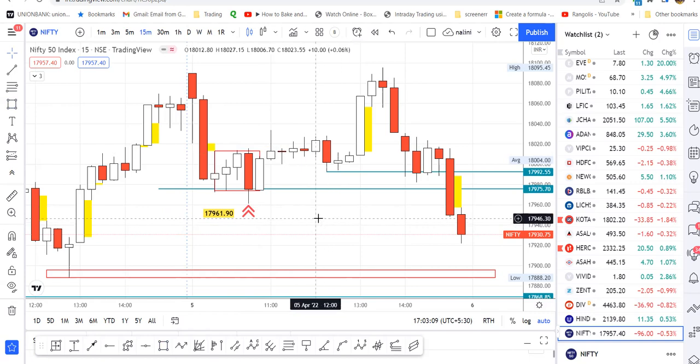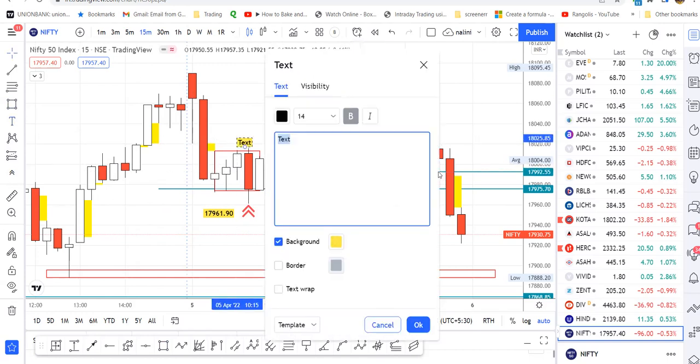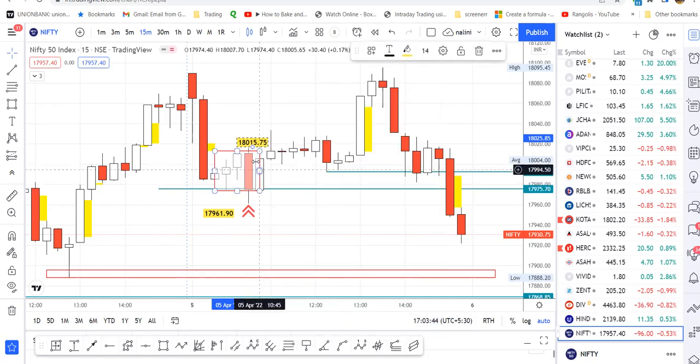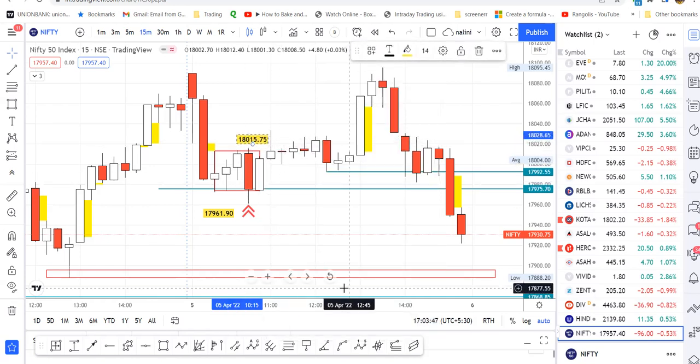If you see here, in this candle itself, there is a movement above this white candle. So what is the high of this candle? 18,015.75. It is needed, actually, you have to note it down. Sometimes within 10 points itself, the market will turn around.